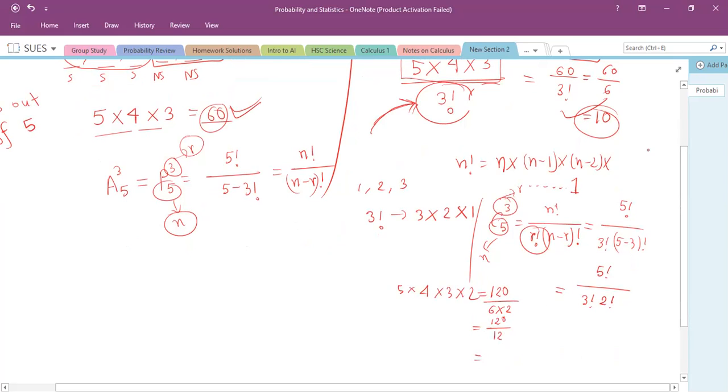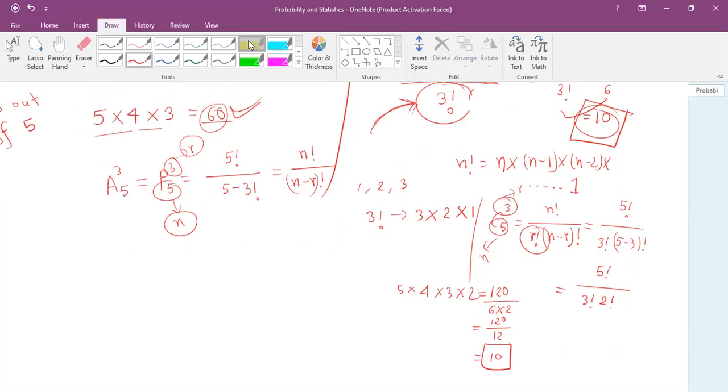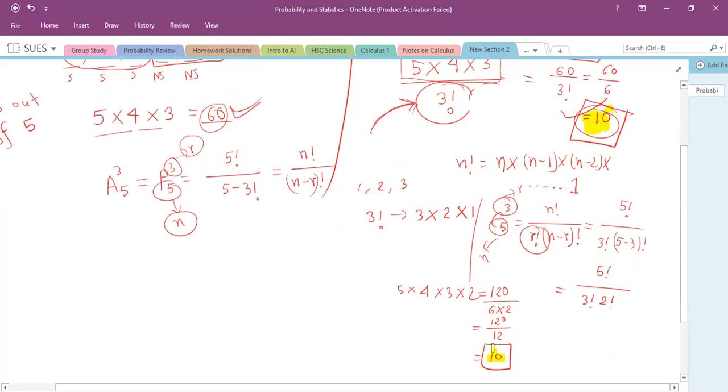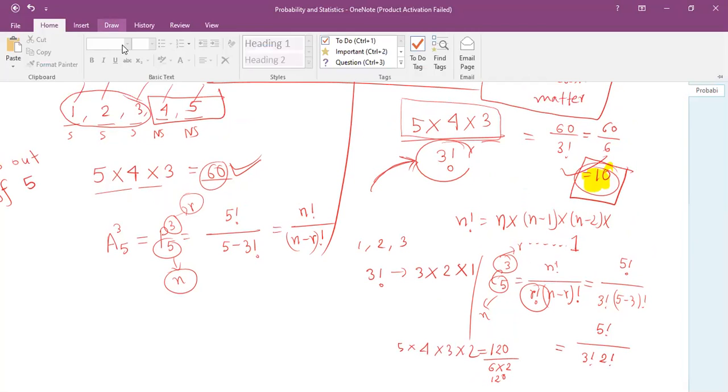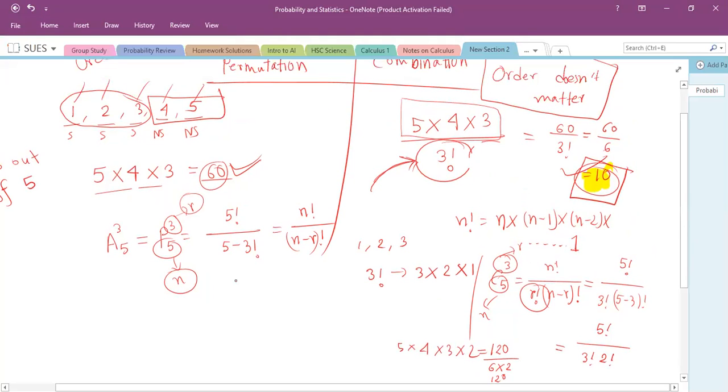So you see, in both cases we got the same answer, 10 here and 10 here. And if you calculate on the left side, you will also get the same answer. So it is 5 factorial by 5 minus 3, that is 2 factorial. So 5 factorial is 120 and 2 factorial is 2, so we get 60. So you see, in both cases we get the same answer, 60. So here is the difference between permutation and combination.